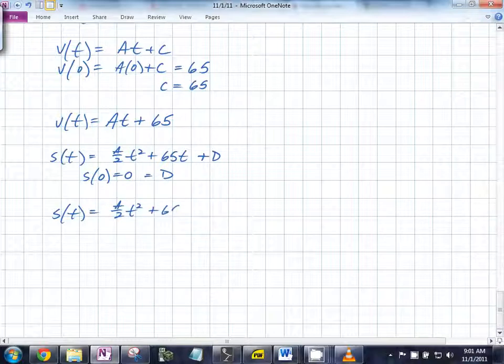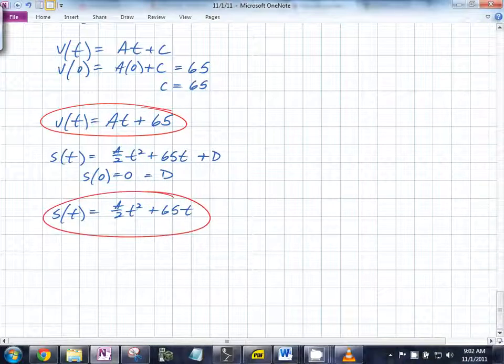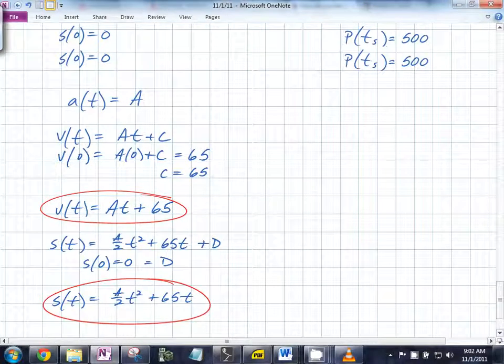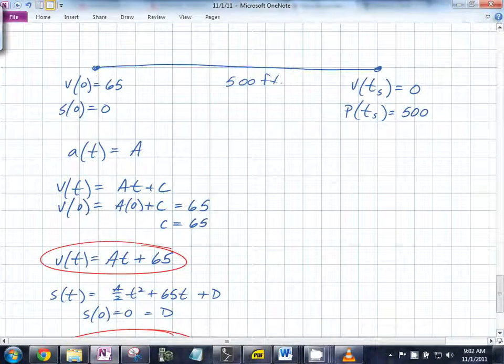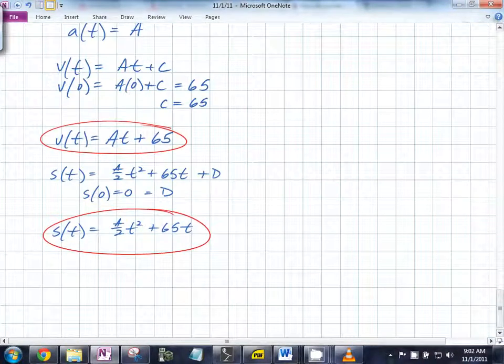So now we have the velocity and the acceleration, but now we look at t stop. We know the velocity at t stop is 0. So we know that the velocity at ts is a times ts plus 65 is 0. And we know that the position at time stop is going to be a over 2 ts squared plus 65 ts. And we know that equals what?